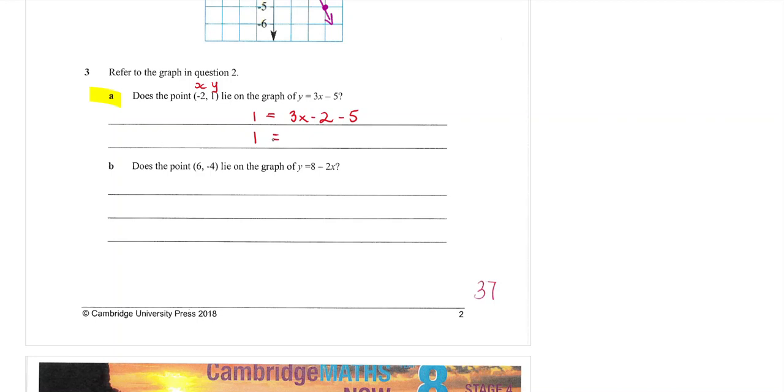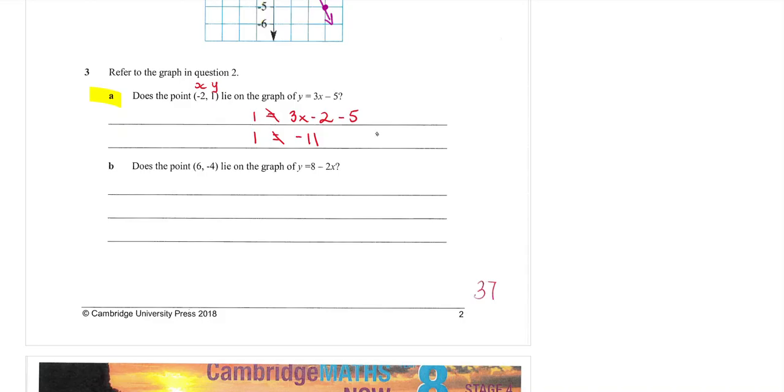What is 3 times minus 2 minus 5? It's negative 11, isn't it? So are those things equal? No, 1 is not equal to negative 11. So if they're not equal, put a line through the equal sign, because that means that they are not equal. And if they are not equal, it means that the point is not on that line.